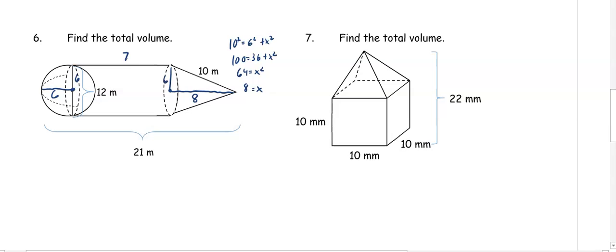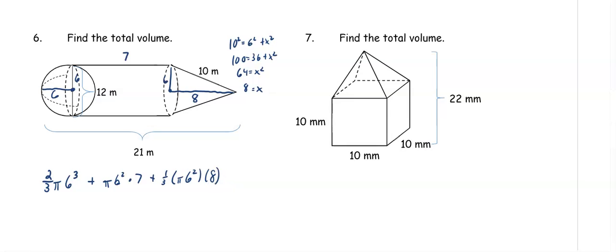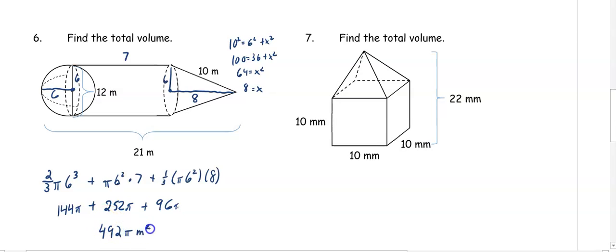So now we can find our volumes. So when we go to do that, we need the volume of the hemisphere, which is 2/3 pi r cubed, so 2/3 pi 6 cubed, plus the volume of the cylinder, which is base area times height, so pi 6 squared times 7. And then the volume of our cone, which is 1/3 pi 6 squared times 8. So the volume of our hemisphere is going to be 144 pi, plus the volume of our cylinder is 252 pi, plus the volume of our cone is 96 pi. So we can add those together. And we get 492 pi meters cubed for our total volume.